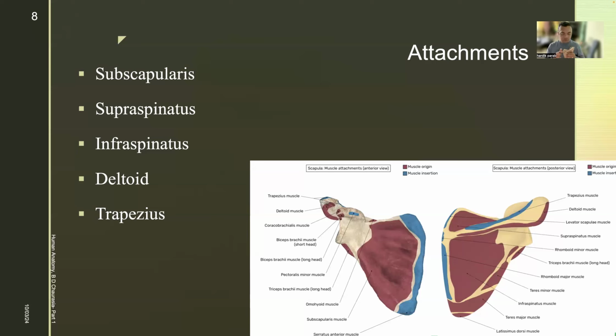Trapezius, which is connected over here, is inserted on the upper lip of the crest of the spine of the scapula, and also the medial border of the acromion. So from here to here will be the trapezius insertion. We can see it in the diagram also, and you can also see it in the textbook. Mainly, I have taken this from BD Chaurasia, which is very easy to understand.